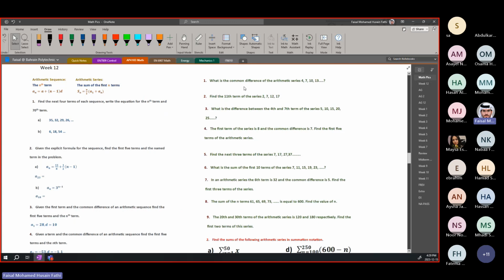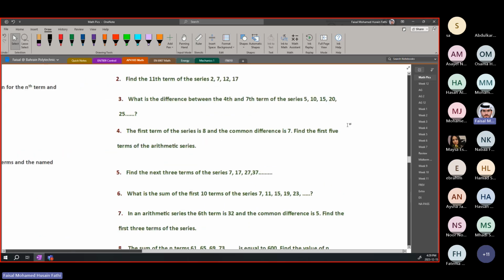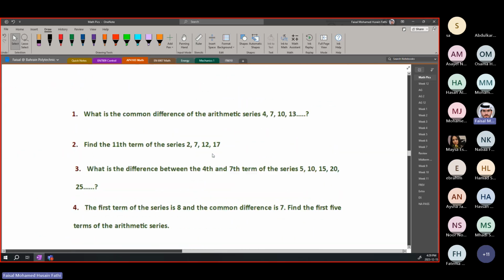So I'm just going to go over these orally, as they say. I'm just going to go over these very quickly. If there is one that is difficult, we'll look at it.